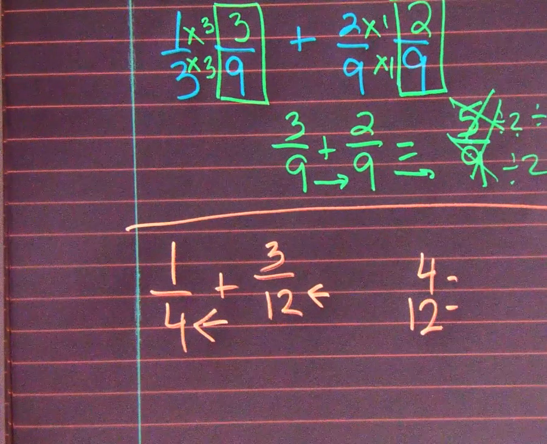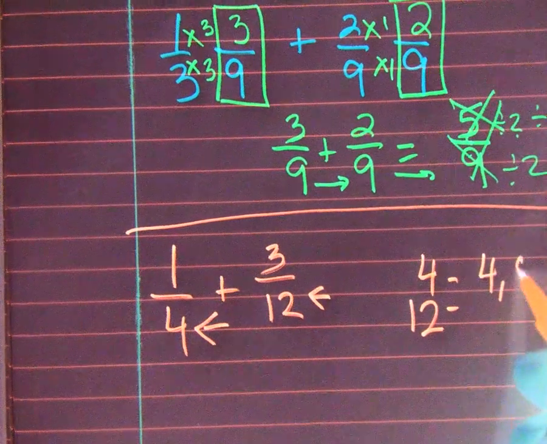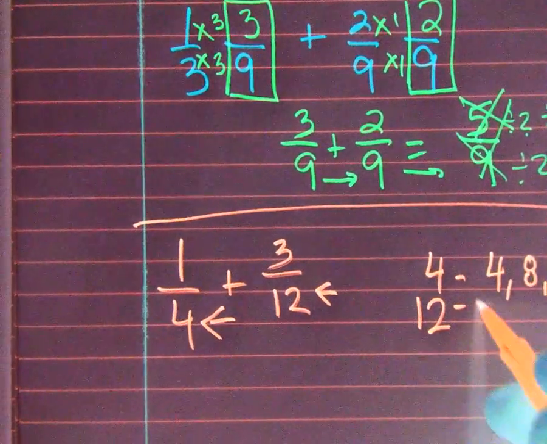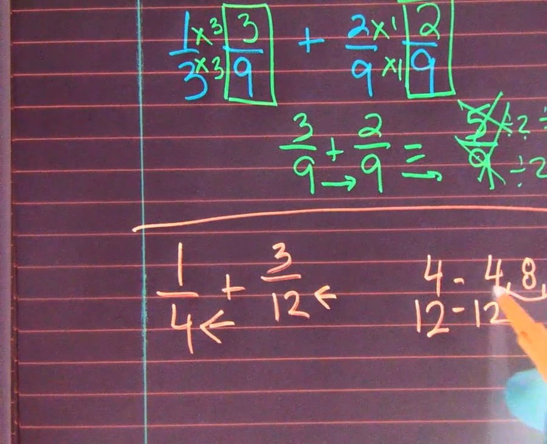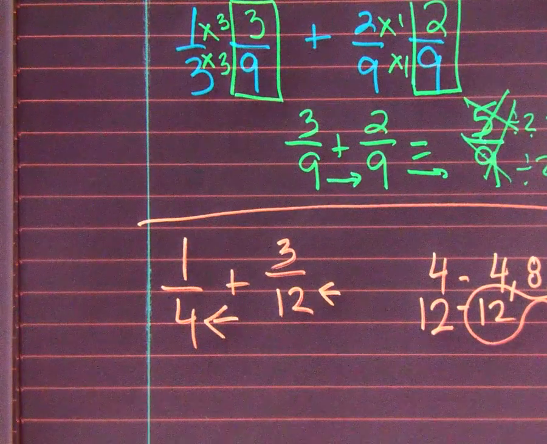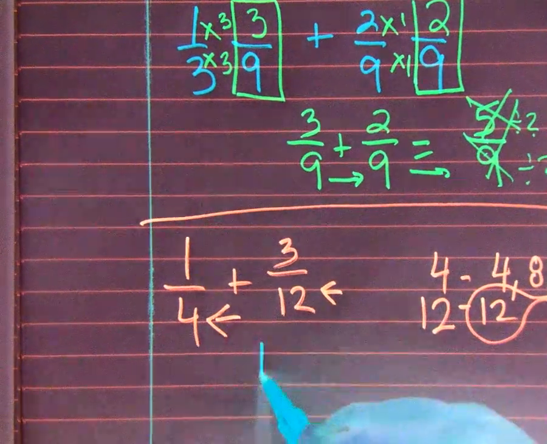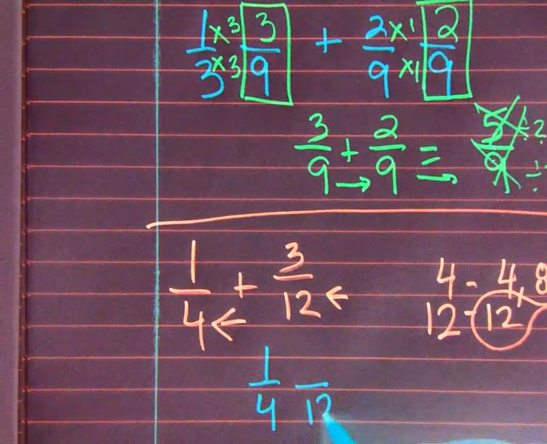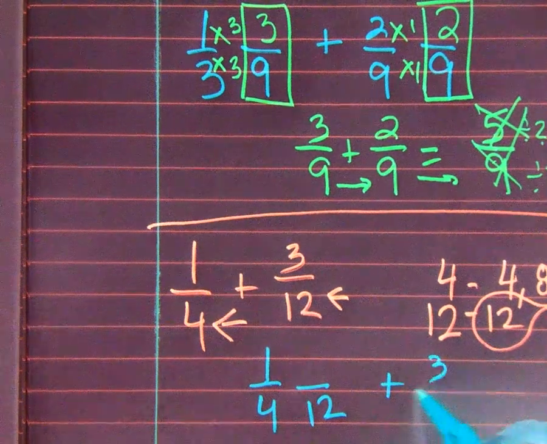I recommend starting with the smallest number, which is 4. 4, 8, 12. I can already see that I'm going to have a match here. So I know that my least common denominator is 12. Rename my fractions.